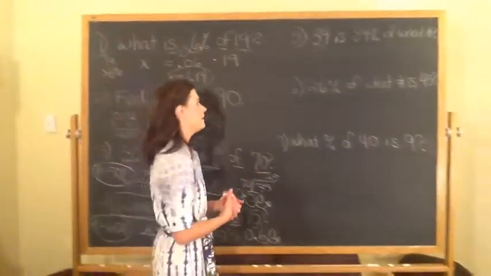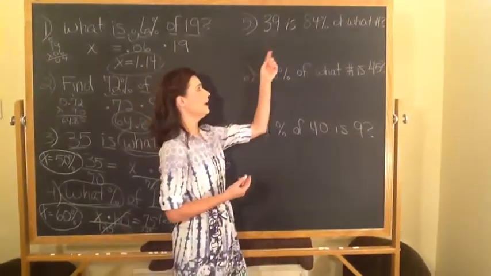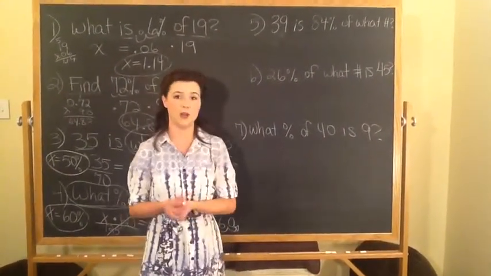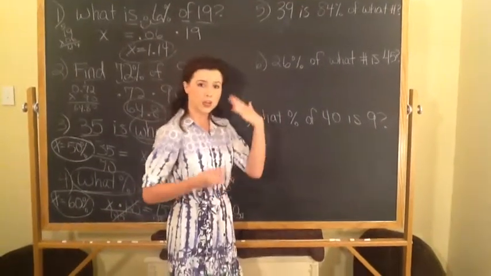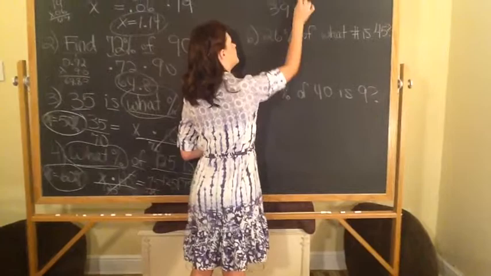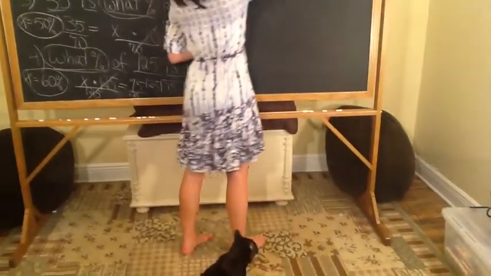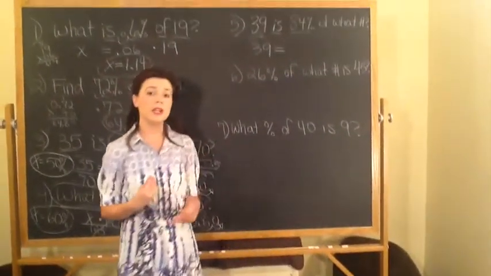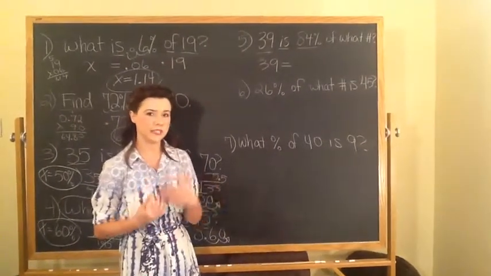Alright, let's go ahead and do the next example. We have 39 is 84% of what number? So first off, we got to go word by word. So we have 39, is means equal, so we're going to put an equal sign. 84%. Remember, anytime we're dealing with percents, you want to change it to a decimal first.